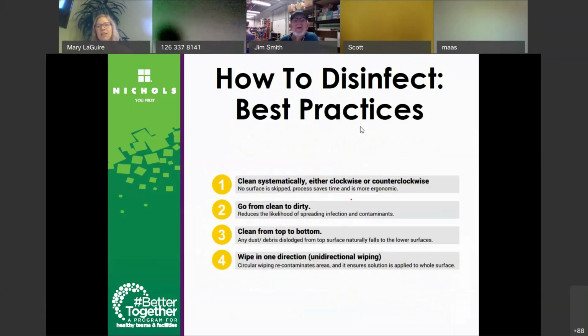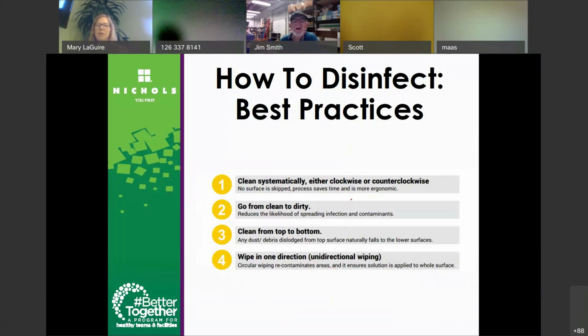Some last best practices on how to disinfect: clean systematically, either clockwise or counterclockwise, to help keep track of everything that you're cleaning. Go from clean to dirty, especially if you are cleaning a restroom. Go to the sinks and toilet last, not the other way around.